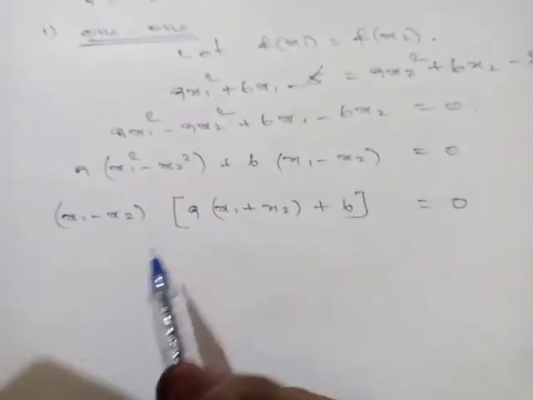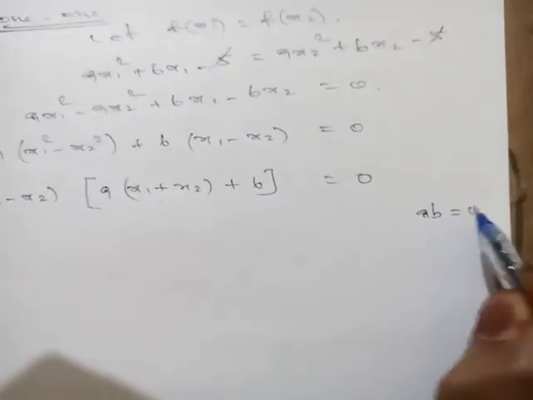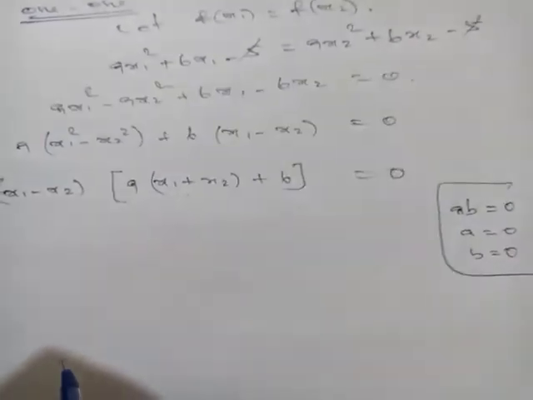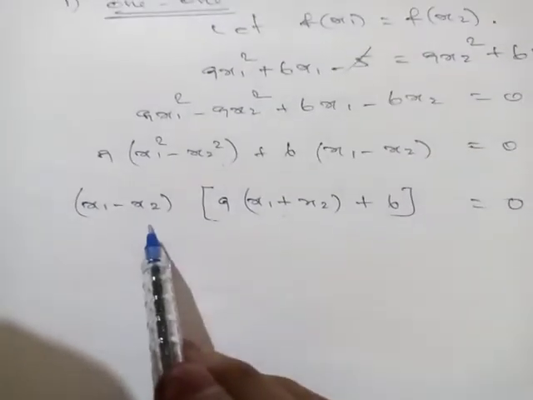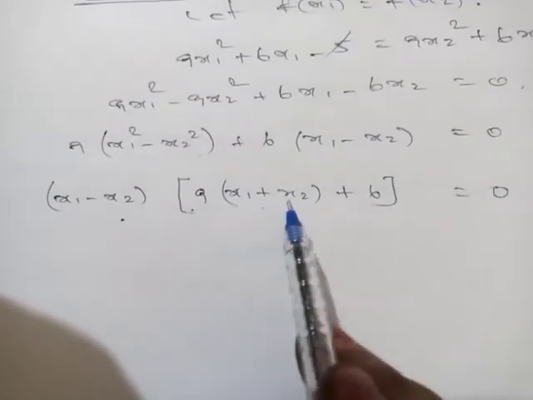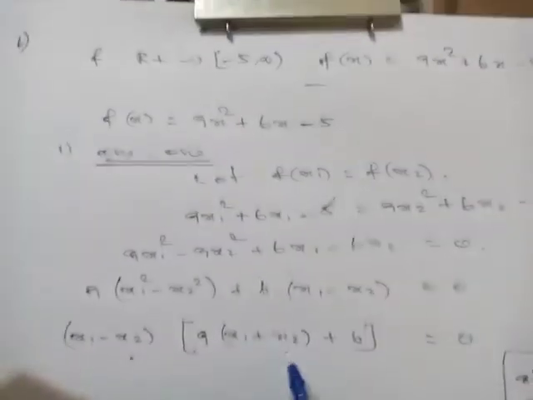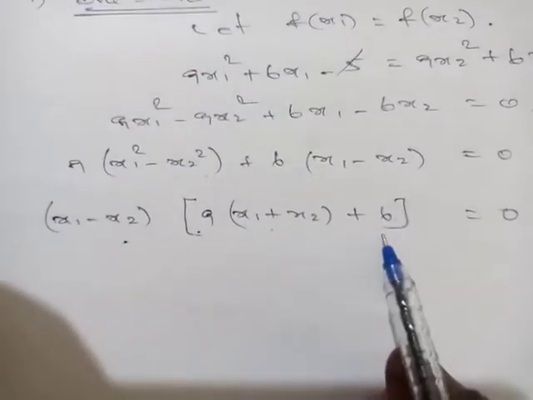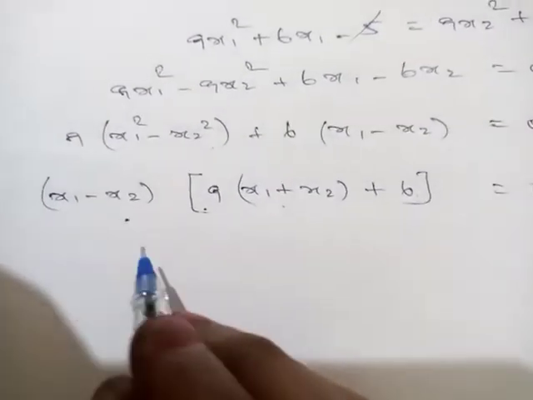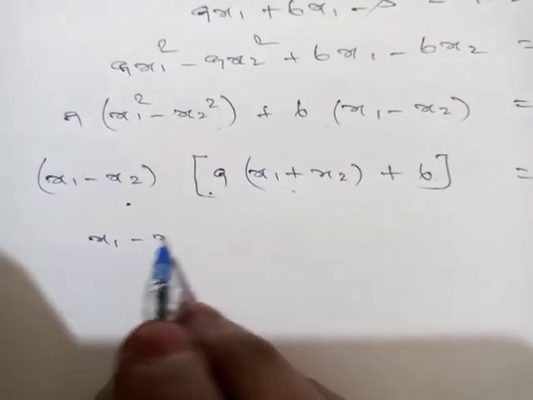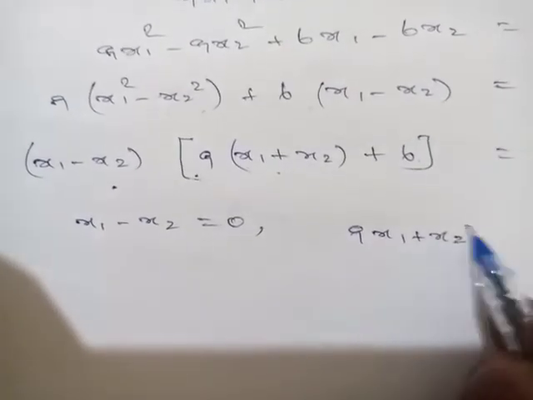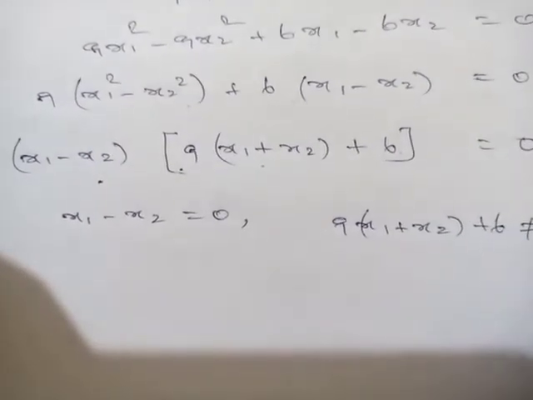Okay, now see here also AB is equal to 0, right? If AB is equal to 0, either A is equal to 0 or B is equal to 0, any one, right? So here which one becomes 0? This only becomes 0, because 9 into x1 plus x2 plus 6. So x1 and x2 are both positive, so that this will never become 0 as in the previous problem. So x1 minus x2 is equal to 0, because 9 into x1 plus x2 plus 6 is not equal to 0.